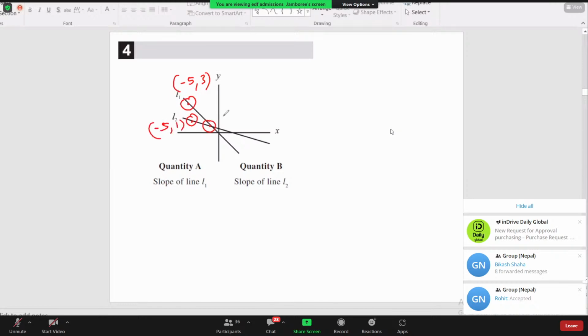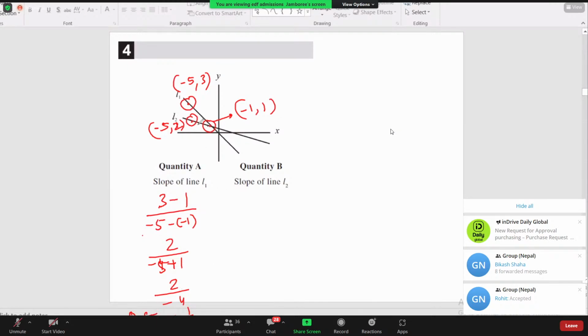And let's say the common vertex is minus 1 comma 1. Or in fact, let's take this as 2 and this coordinate as minus 1 comma 1. Now, if I get to the line L1, then the slope of the line L1 will be y2 minus y1 divided by x2 minus x1. Now, this will be 3 minus 1, which is 2, divided by minus 5 plus 1. And this will turn out to be 2 over minus 4, which will be minus half. Minus half means minus 0.5.